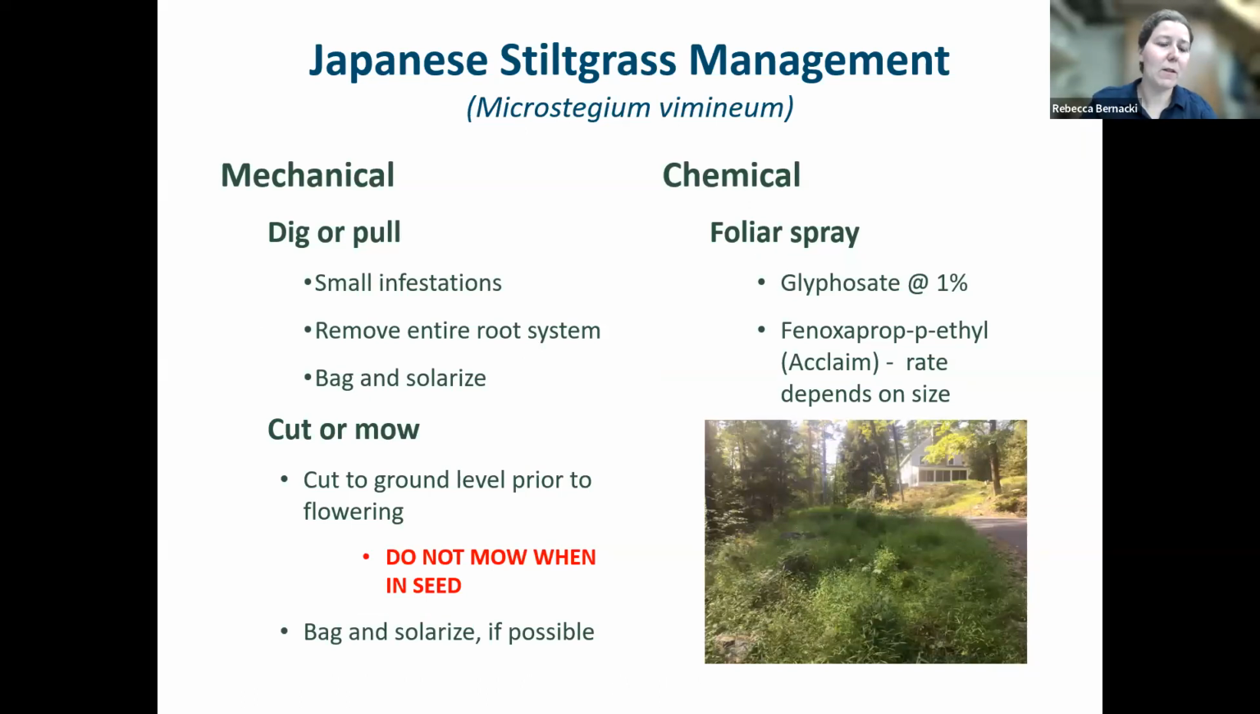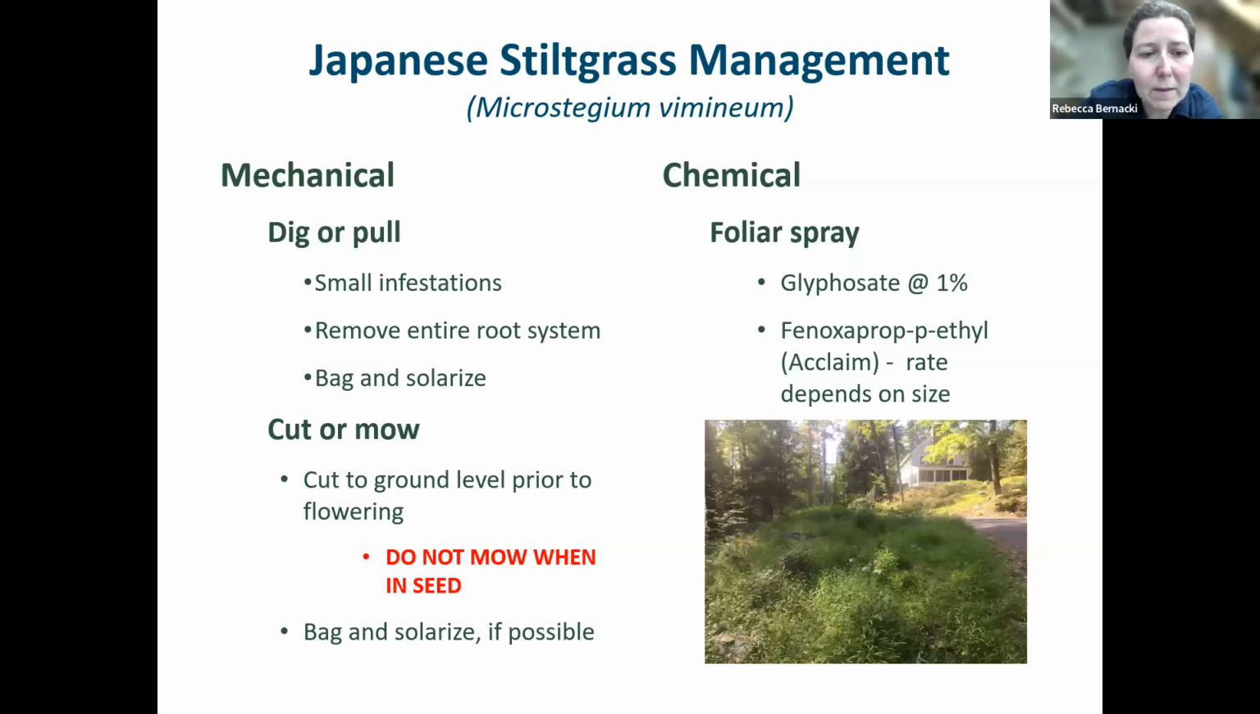To control Japanese stiltgrass, small infestations can be pulled or dug. You do want to be sure to remove the entire root system here and place all of that plant matter in a contractor bag and solarize it. Cutting is also an option here. It's very important to time it correctly for the species. If you don't time it correctly, it's very likely that the species will be able to go to seed. So we want to wait just before it starts flowering. So maybe when we see a few stems start flowering, we want to cut that back to ground level, and that will stop it from going to seed.